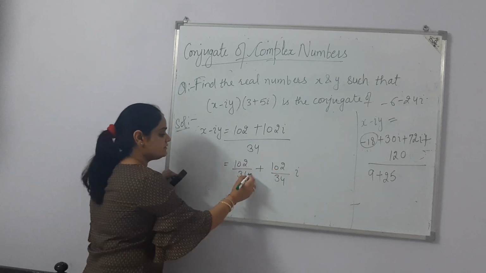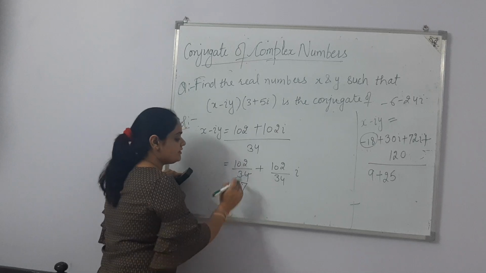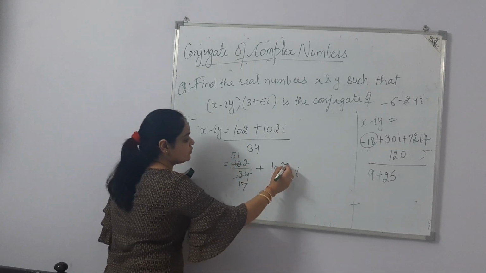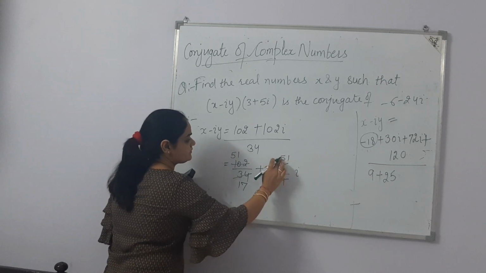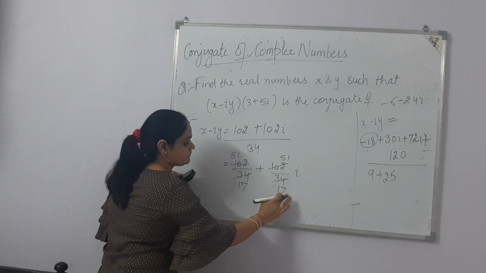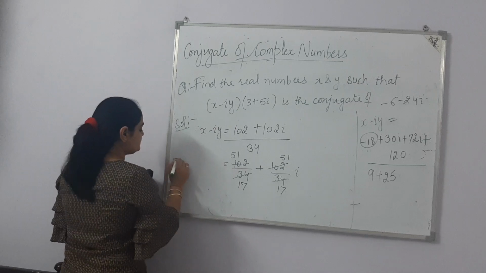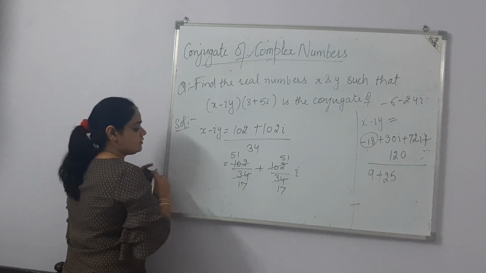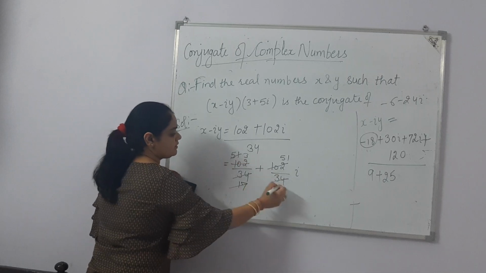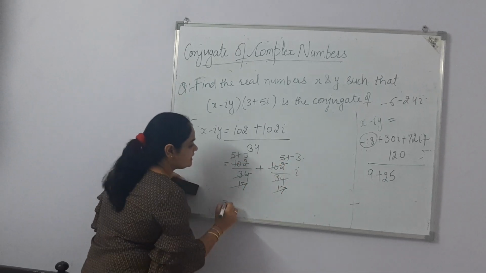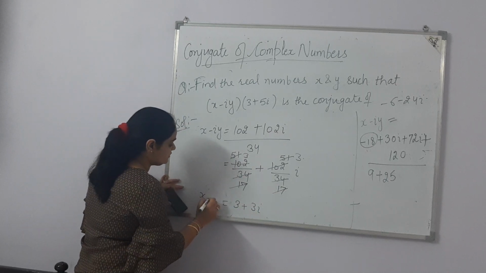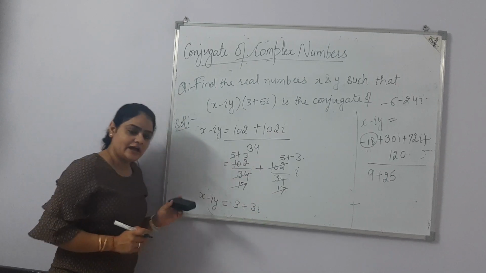We can even cut: 2 17s are 34, 2 5s are 10, 2 1s are 2. Even 17 3s are 51. So it is 3 plus 3 iota. So x minus iota y.